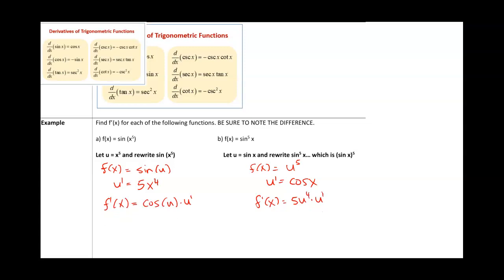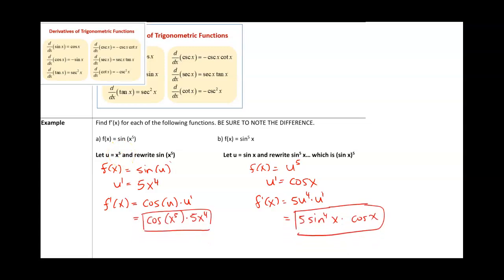Now, if I take f prime of x, the derivative of sine is cosine, so we get cosine of u. But anytime you have an inner function, we always have to multiply by u prime. Now u is x to the 5th, so we have cosine of x to the 5th, and then u prime is going to be 5x to the 4th. If you were doing this without u substitution, you would just say the derivative of sine is cosine, and the parentheses never changes, so it's cosine of x to the 5th. But because we have an inner function, we have to multiply by its derivative, which is 5x to the 4th.